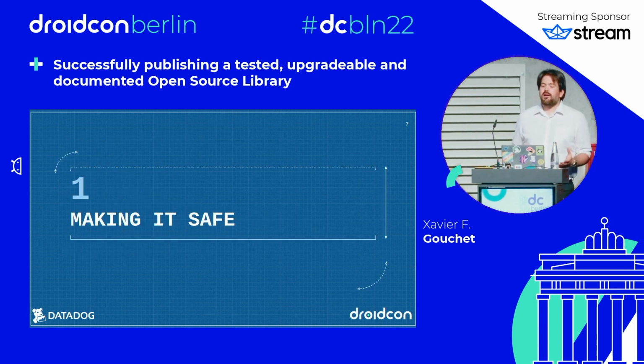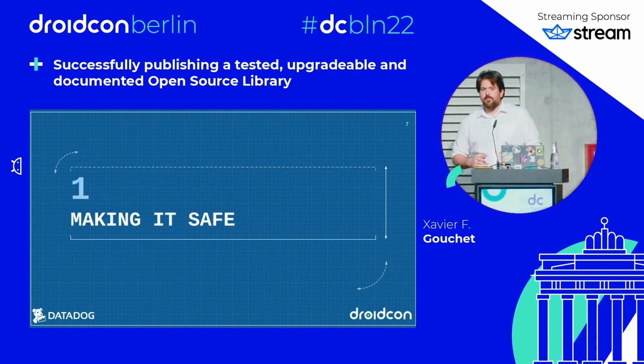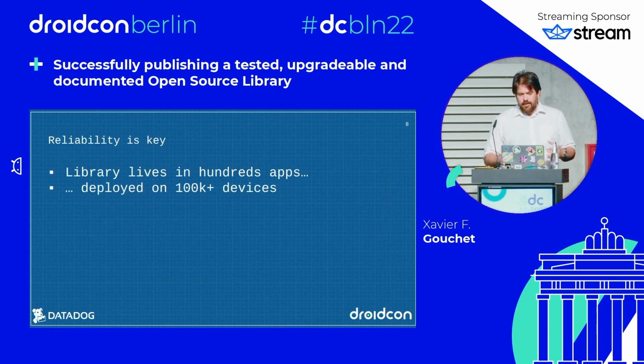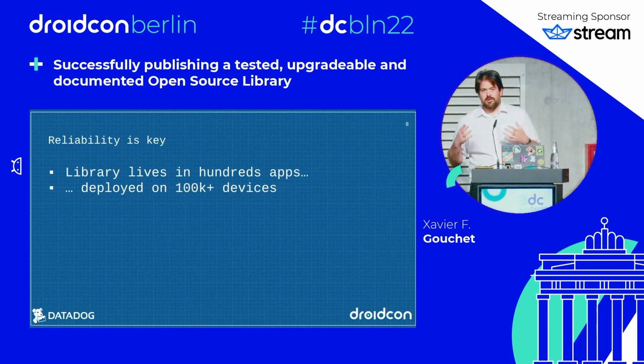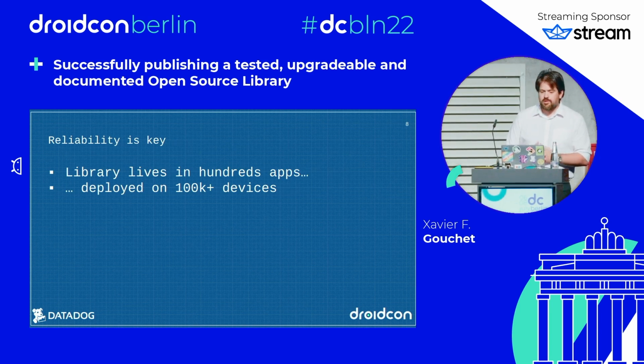And so basically, we have a library, and the first thing that we want to do when we want people to use it is making sure that it is safe. Because reliability is key. When you publish a library that is going to live inside other people's application, you need to be sure that you're not going to cause any harm to the host application. Our library lives in hundreds of applications deployed on 100,000 devices, so we need to be sure that we're not going to crash by mistake.